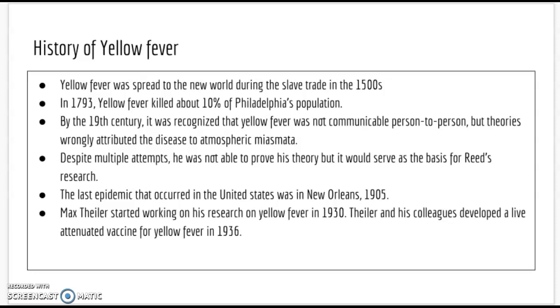One of the worst outbreaks of yellow fever in the United States occurred in 1793 and killed about 10% of Philadelphia's population. The last epidemic that occurred in the United States was in New Orleans in 1905. Max Theiler started working on his research on yellow fever in 1930, and Theiler and his colleagues attained a vaccine for yellow fever in 1936.